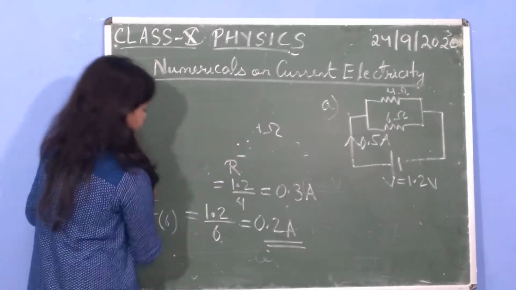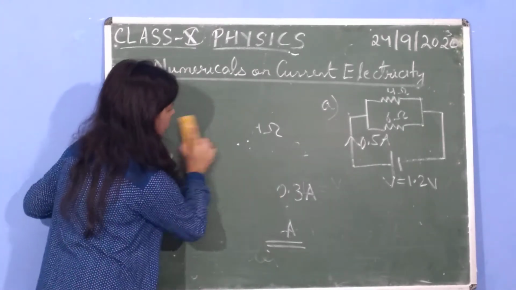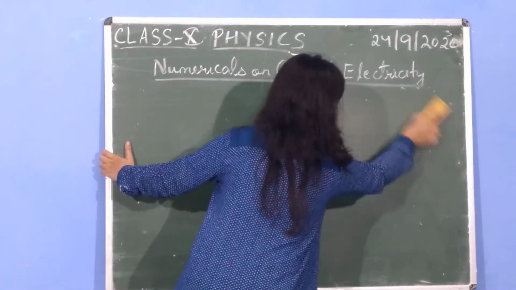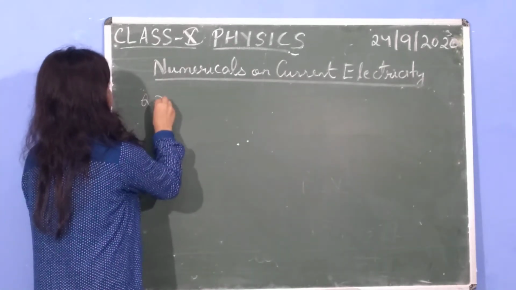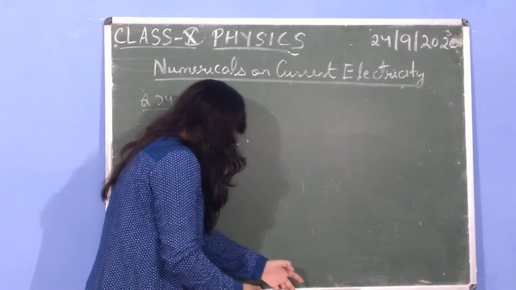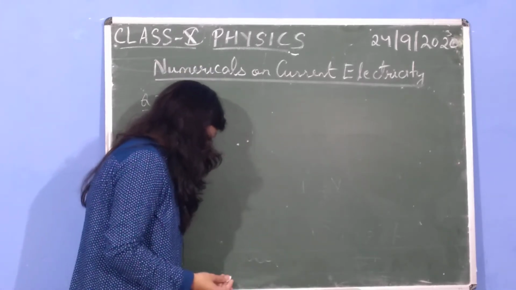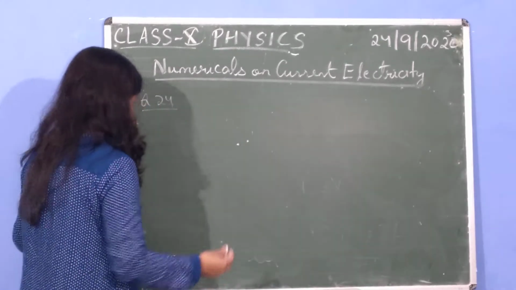Let's proceed to question number 24. We are not doing 23 as it is the same as question number 22. You can try it on your own. Now question 24, it reads, in the figure, now the figure is given to you, calculate the total resistance of the circuit. Let me draw the diagram first.